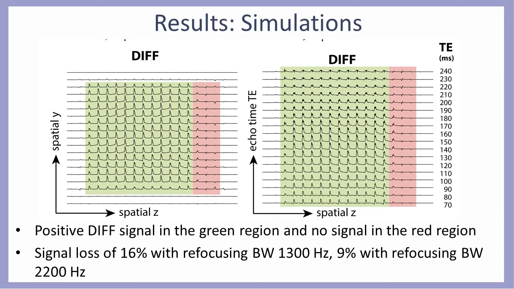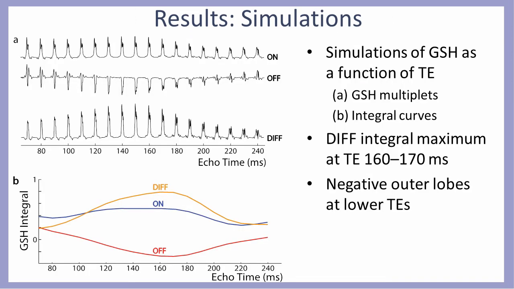The difference between the two, labeled diff, results in a positive signal in the green region and no signal in the red region. This amounts to a signal loss of 16% when refocusing pulses with a bandwidth of 1300 Hz were used, and a signal loss of 9% when refocusing pulses with a bandwidth of 2200 Hz were used. Adding up the spectra within the voxel and plotting the multiplet as a function of echo time results in the multiplet with the maximum amplitude and integral at 160 milliseconds to 170 milliseconds.